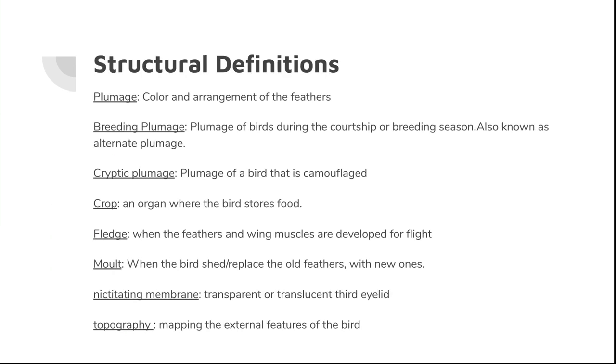Now, topography is the mapping of external features of the bird. For example, like the wing, the beak, and for us it would... sorry, I had a brain fart for a second. Okay, so examples would be the beak, wings, feathers, and possibly other things that are structural on the bird or external.